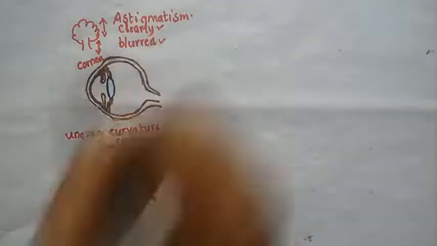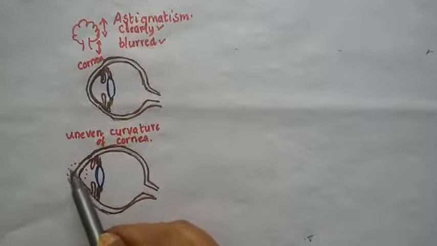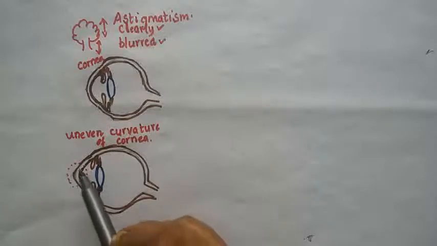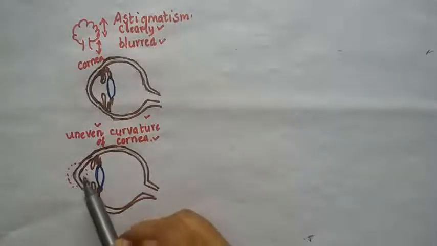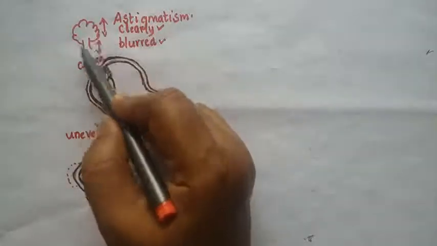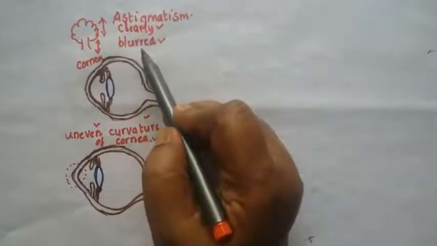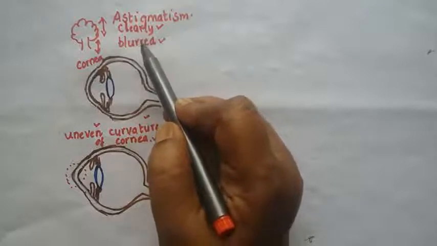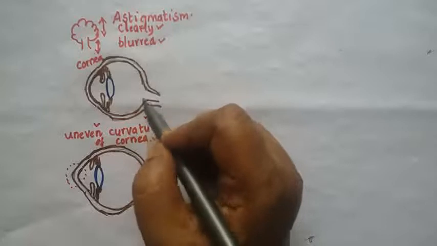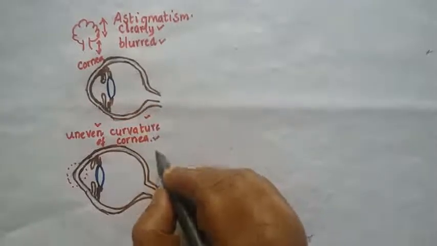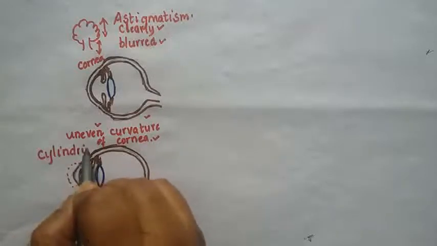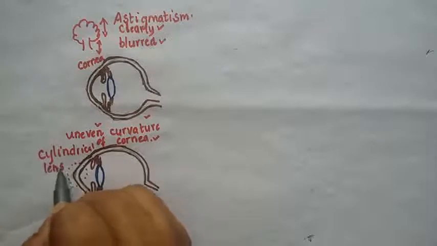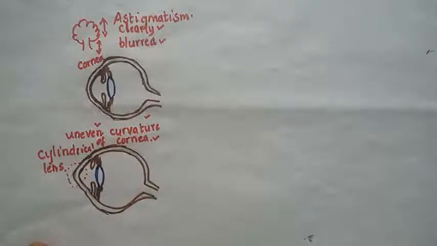So the reason behind astigmatism is that a small portion of the cornea is projecting out. What do we call it? An uneven curvature of the cornea. So due to this uneven curvature of the cornea, some parts of the objects are seen clearly, other parts are appearing blurred. Okay, children, what is the rectification in such a case? The person has to wear the cylindrical lens so that he can view the objects clearly.